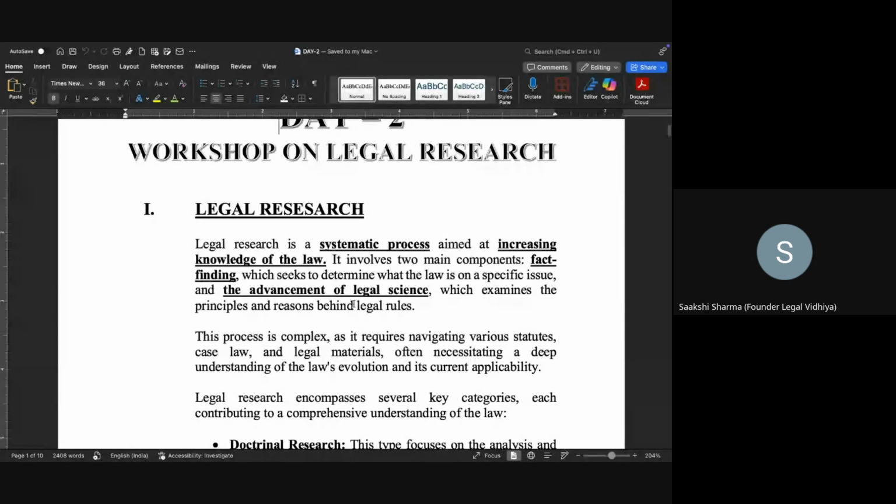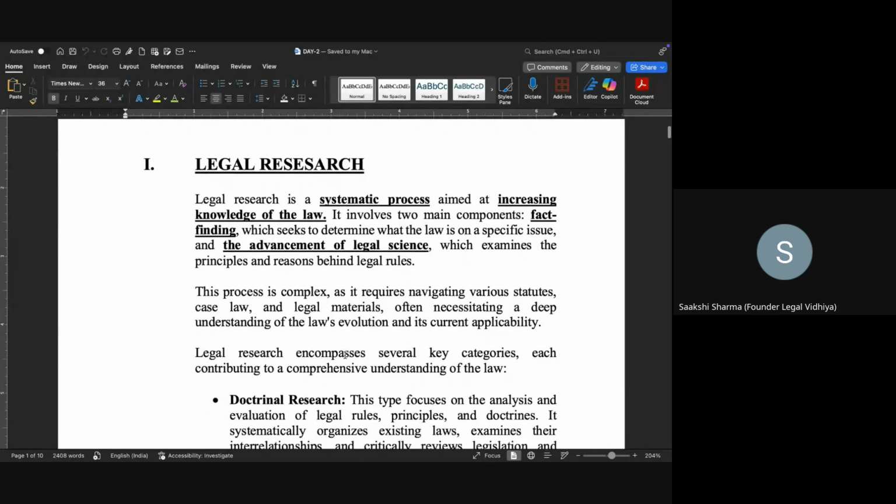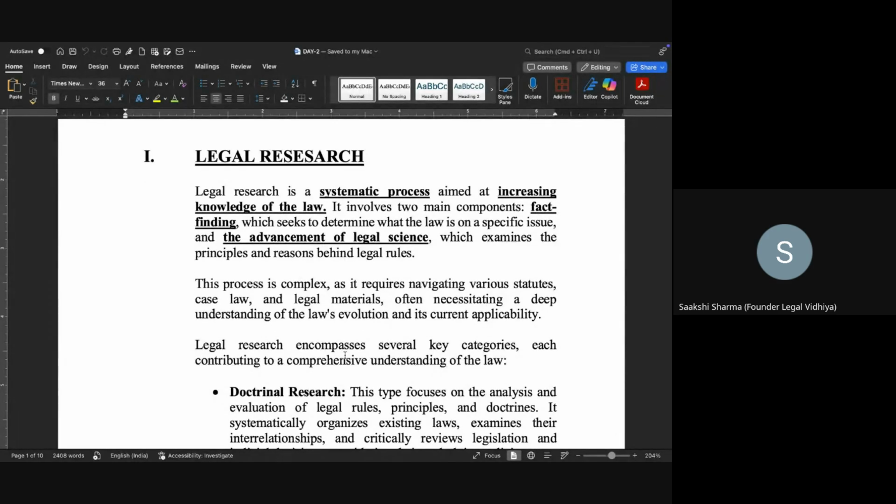Great. Thank you. Now, as we were talking of legal research, research हम लोगों ने कल establish किया था. It is a systematic process and it is a structured process where we analyze data to come up to a new conclusion or a finding or to increase our existing knowledge. Similarly, legal research is a systematic process aimed at increasing the knowledge of law. It involves two main components. The first is the fact finding, and the second is the advancement of legal sciences.